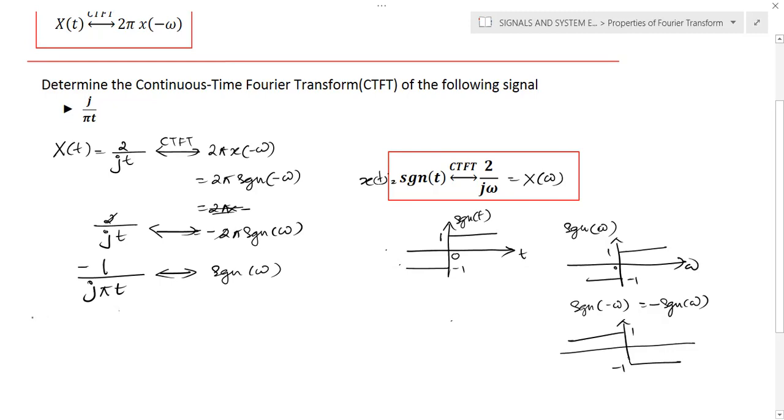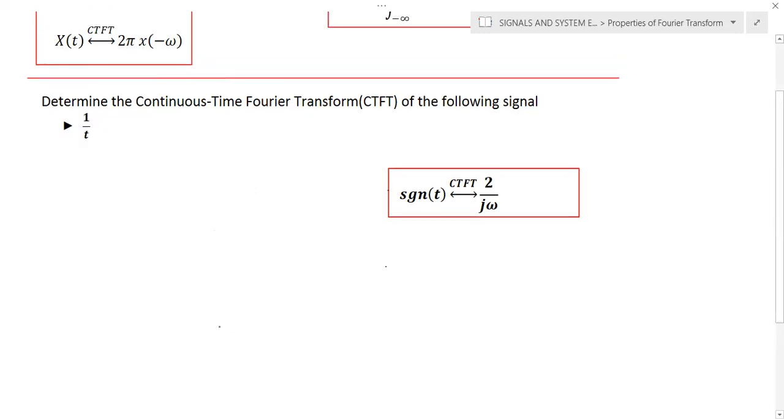So multiply j, the numerator and denominator in this particular equation. So it becomes j by pi t, and the transform of the signal will be signum of omega. And the continuous time Fourier transform of the signal j by pi t is signum of omega. And this is also a very interesting question. Now you can apply another question.